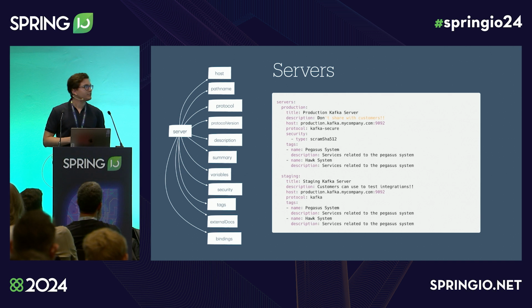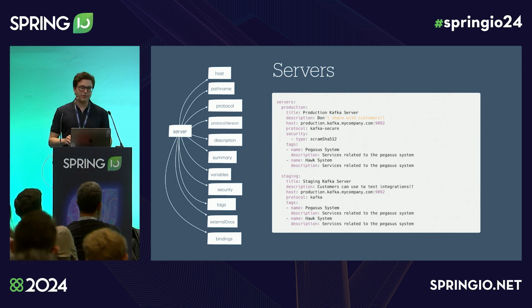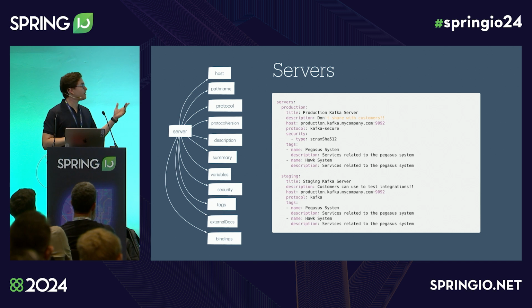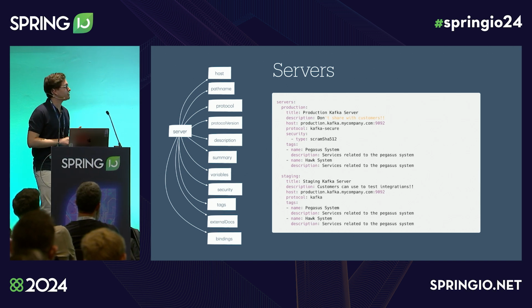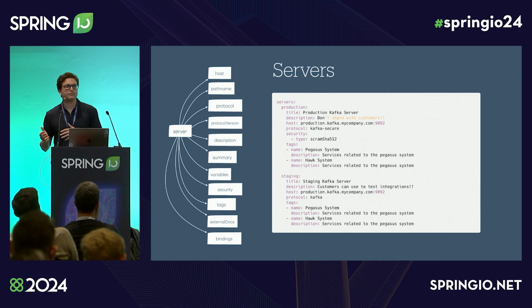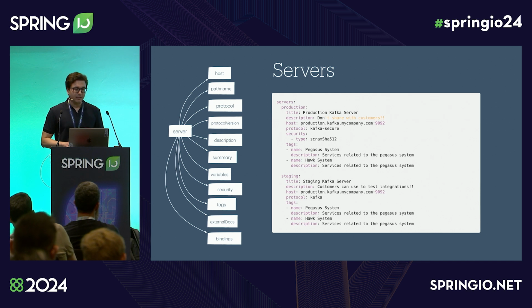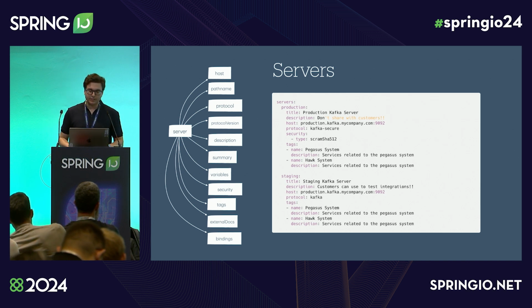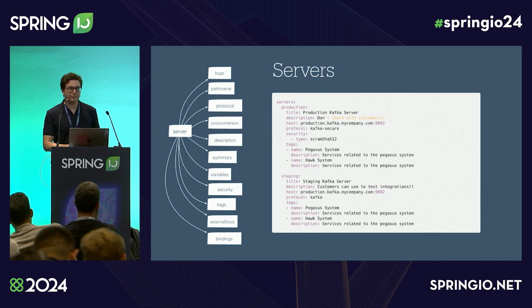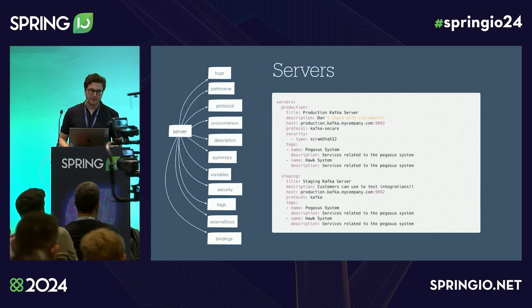Then we have servers. So the servers are the servers that our API will be communicating with. It could be like, as I put here, the production server, the staging server, 2 Kafka brokers. We could have 2 different production servers. You could be reading from a RabbitMQ and publishing to a Google Pub Sub, for example. It all depends on your own implementation. This is a specification, right? So you're free to play with it according to your needs.